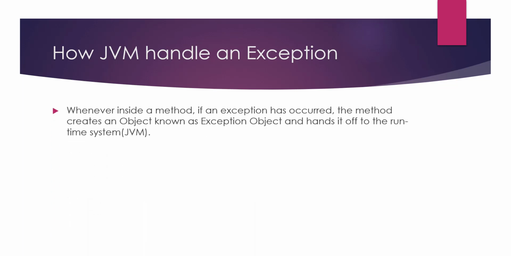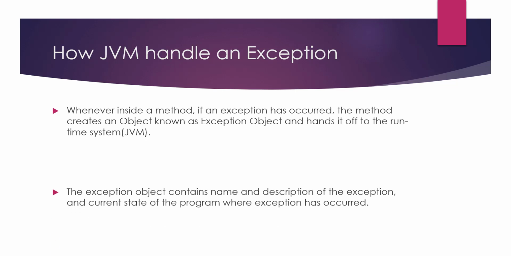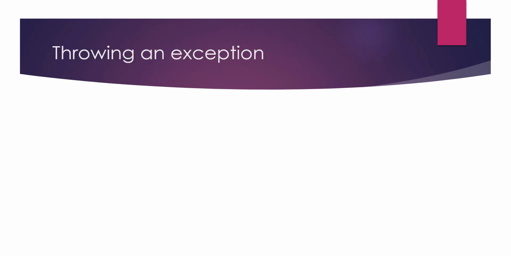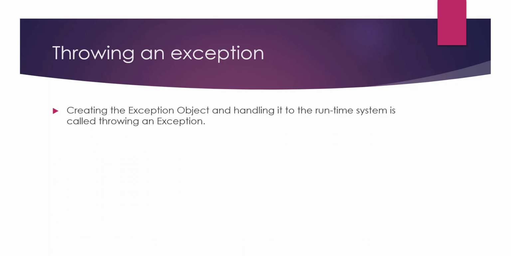If we are inside a method and an exception happens, this method will create an object of the class exception. This exception object, we will send it or throw it to the Java Virtual Machine. The Java Virtual Machine will catch that exception, and it will have the description, the state of the program, and where that exception happened in our program. So as we saw before, we have the name of the exception, the type, the description of that exception, and where that exception happened. This process, when we create that exception object that we send to the runtime system, is called throwing an exception.